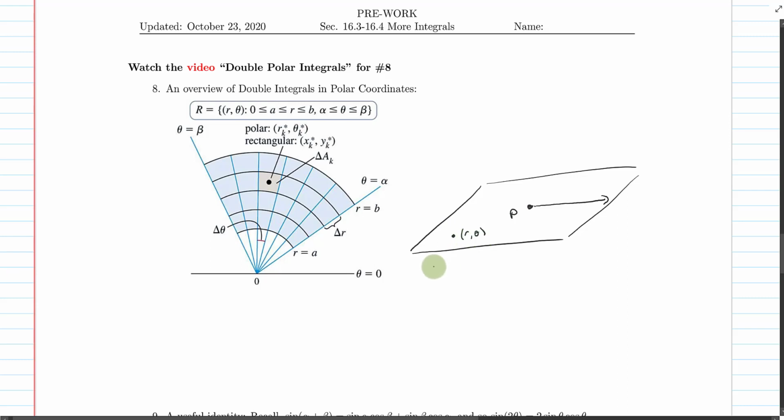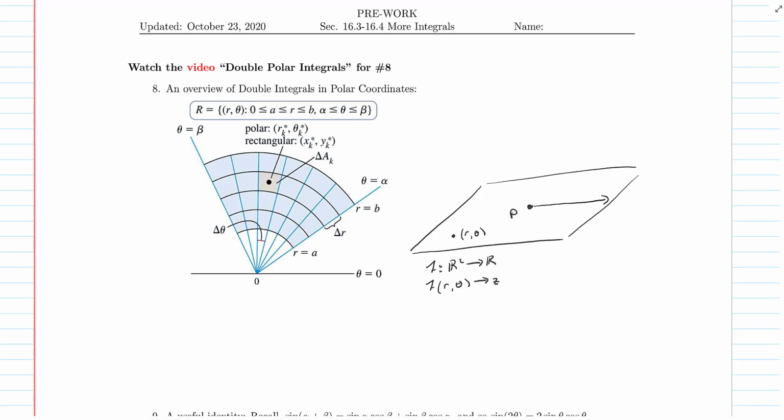So what we'd like to do is construct a multivariate function that's going to map from the polar coordinate system, which we could still think of as being R2, to R. But we're going to do it this way, by mapping some f of r comma theta to some z. Put another way, you're going to input a radius and a theta into some function, and it's going to output some height.